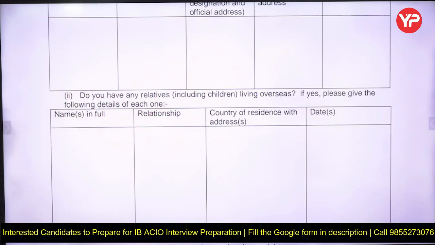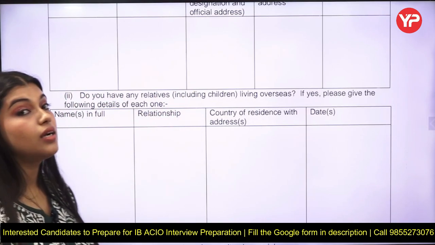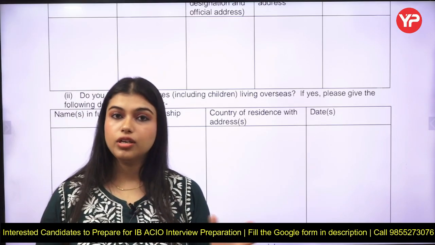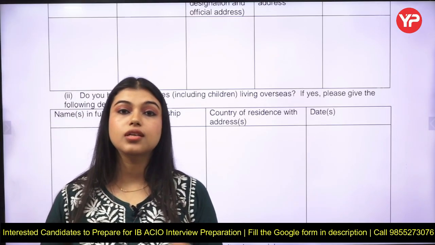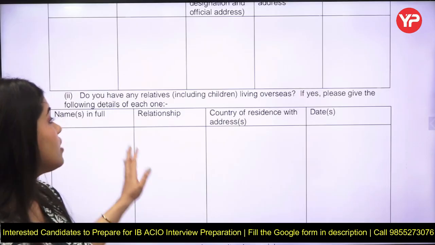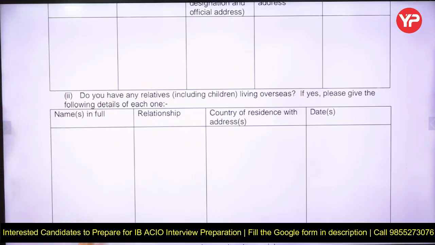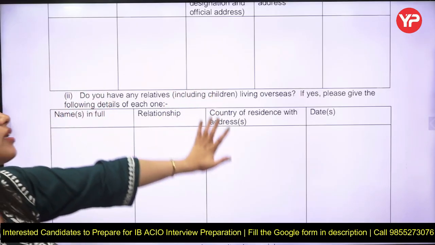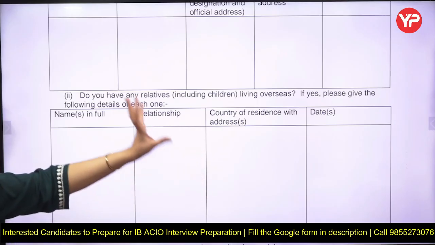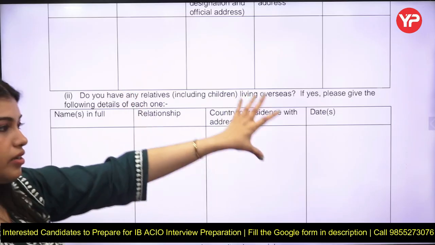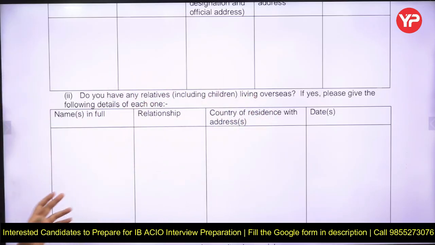Do you have any relatives including children living overseas? It is very much possible. It's highly likely that our relatives are residing in foreign countries and living abroad. So yes, you have to include every name, every relationship and the country where they are currently residing, their address and the date from when they started residing.